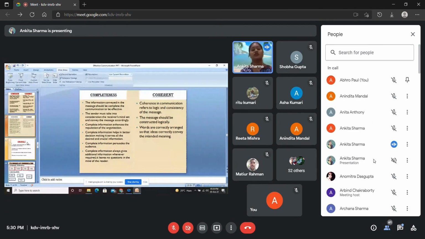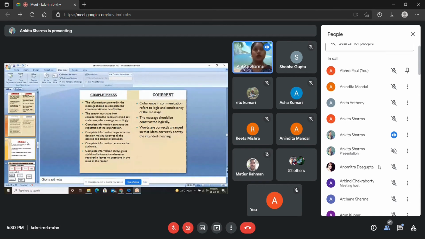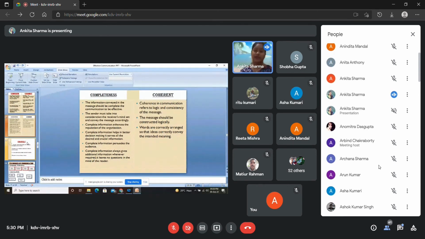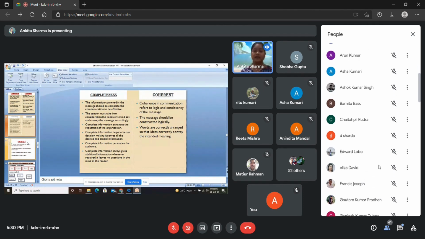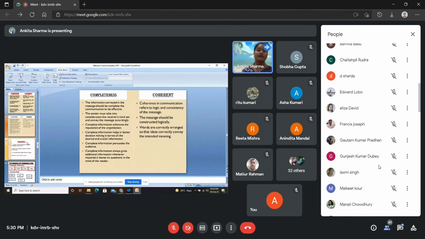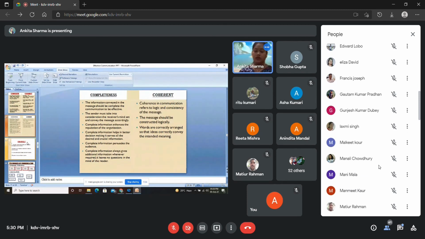Now the next is coherent. Coherent in communication refers to logical. You also have to be logically correct. So your message should be logical, and the idea that you're trying to convey should have the intended meaning.